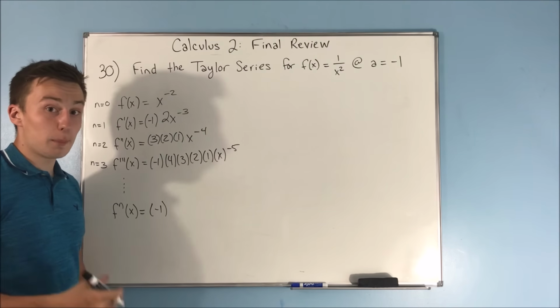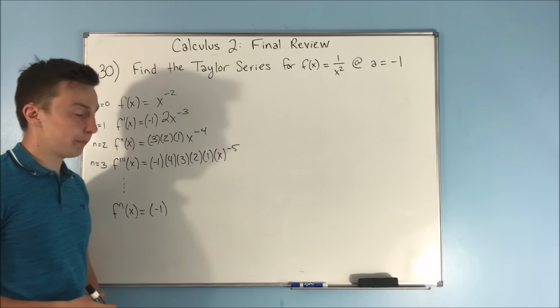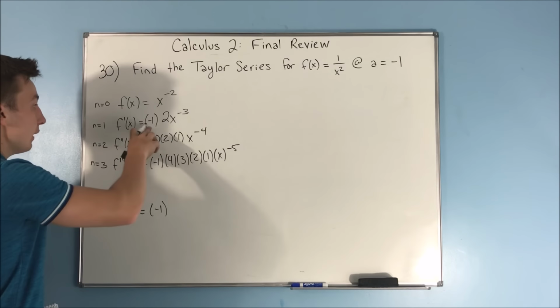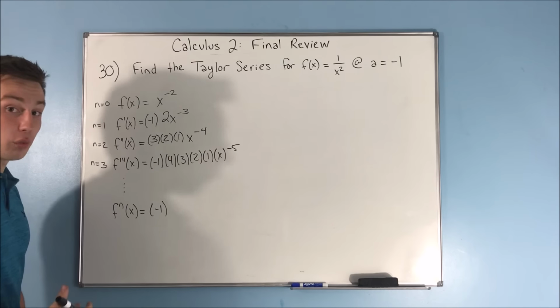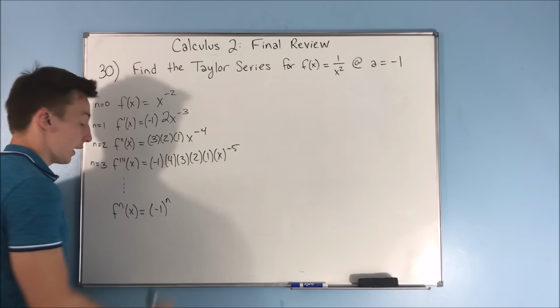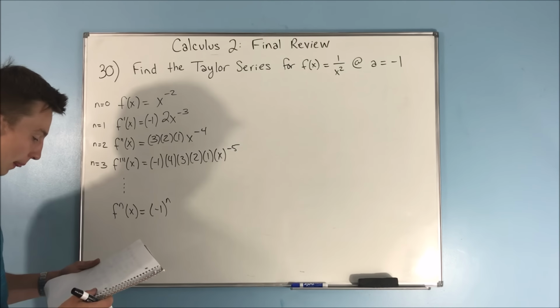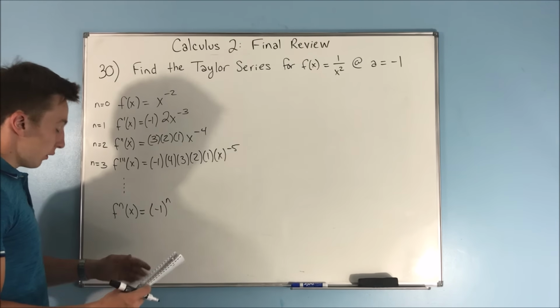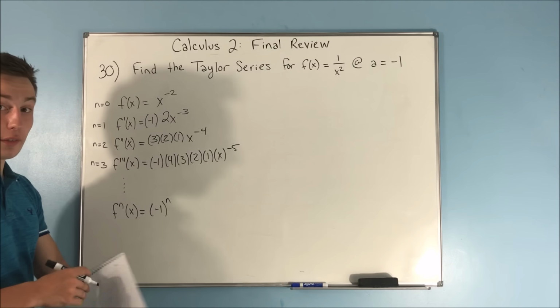So we want to know if we need to put n or n plus 1 in the power. You see that the odd terms are the negative ones, so this is just going to be negative 1 to the n. Now next, let's take care of this factorial that we see here.